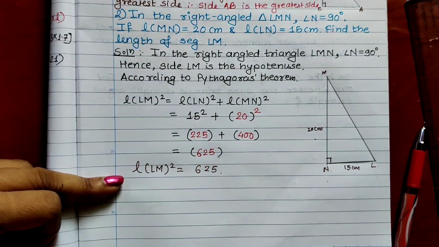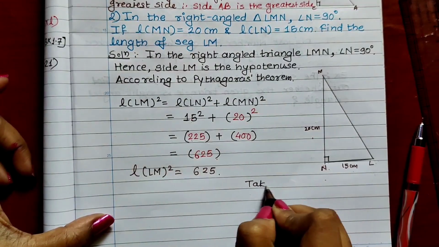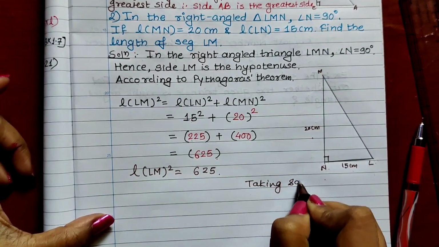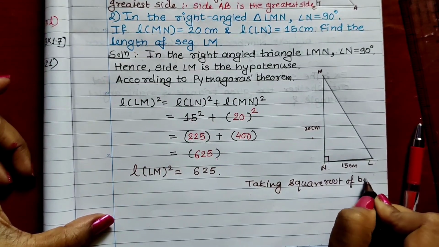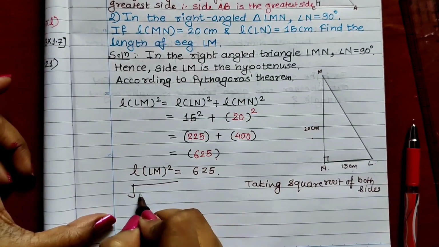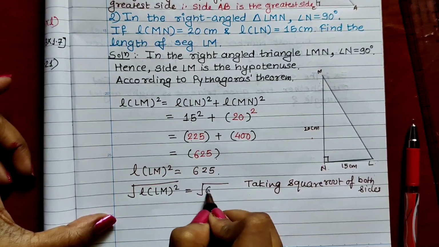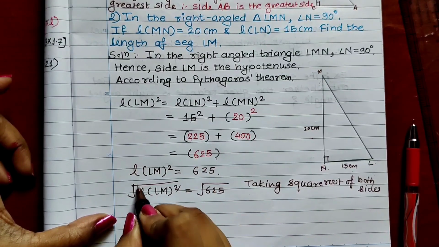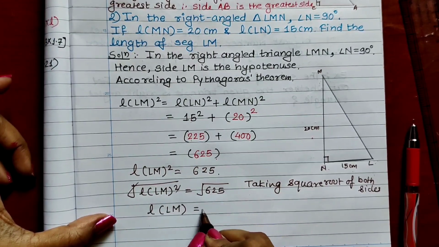Okay, what is next? We have to find only LM. Here we can write taking square root of both sides. So take the square root. That means we have to put this length LM square under square root sign, and 625 also under square root sign. Now square and square root cancel each other. We get only length LM. And what is the square root of 625? It is 25. So length LM is 25 meter.